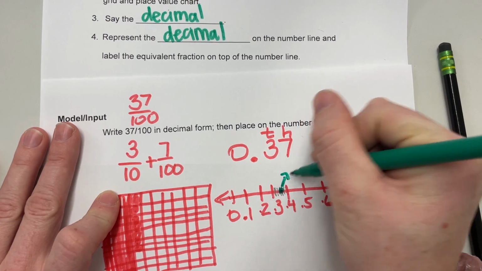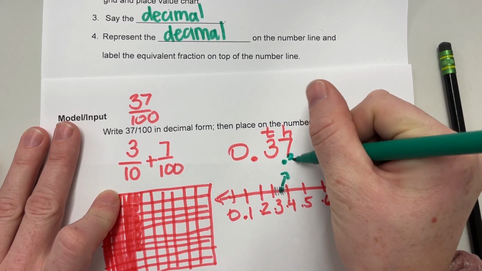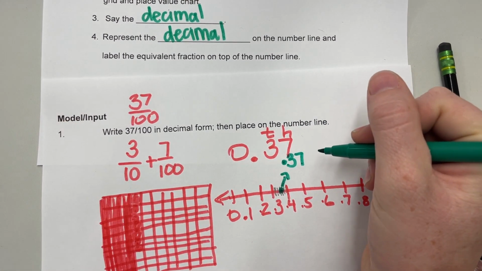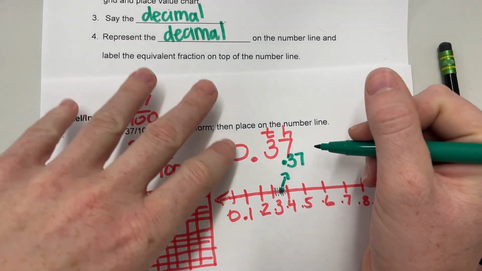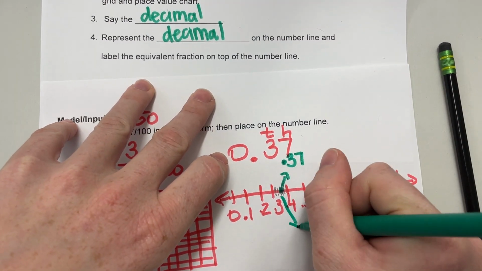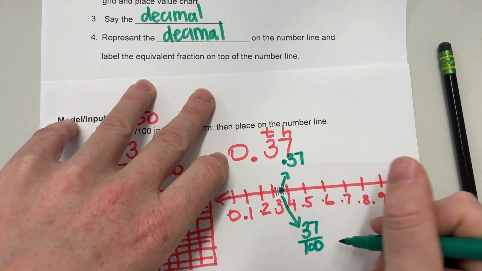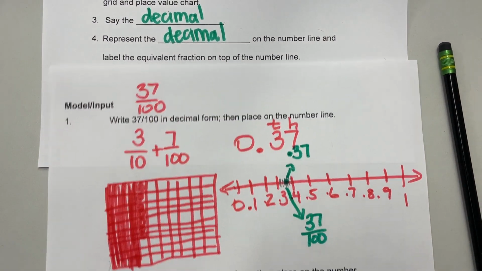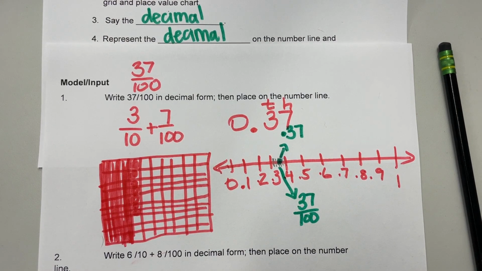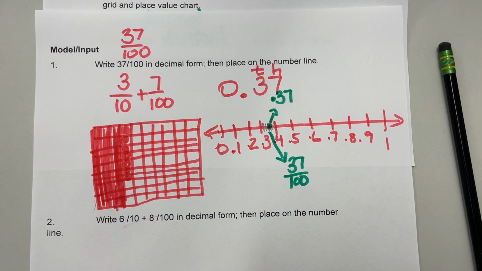So right there would be 37 hundredths, which is also equal to 37/100. And you're not writing that, I just wrote it so it would stand out. Okay, and then I'm done with that problem.